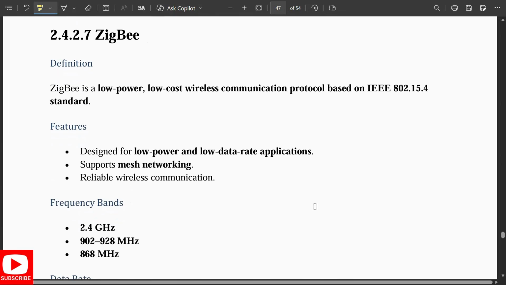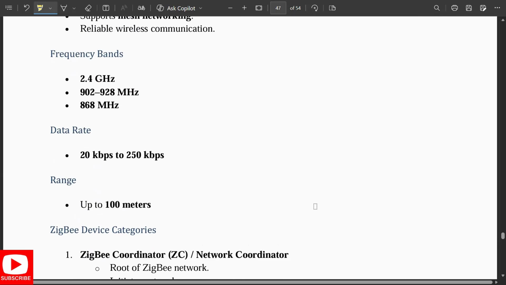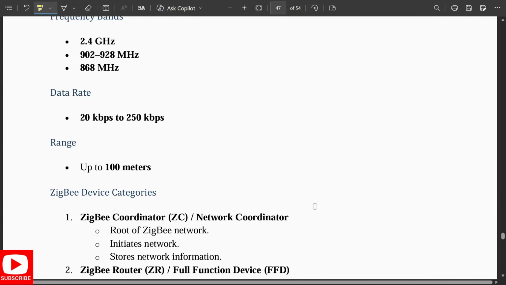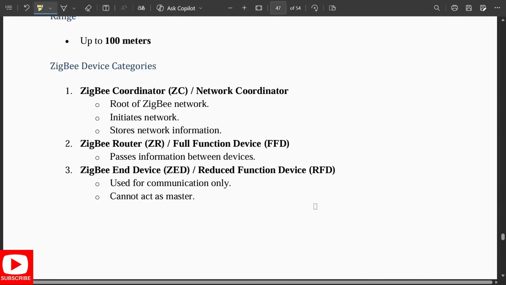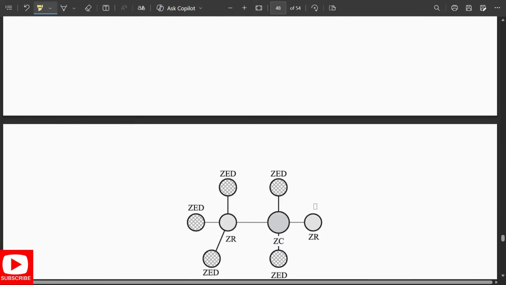Then the next one is Zigbee. Here it is a low power, low cost wireless communication protocol based on the standard. It is designed for low power and low data rate applications, supports mesh networking, and is reliable wireless communication. Frequency bands are 2.4 gigahertz, 902 to 928 megahertz, and 868 megahertz. Data rate is 20 kbps to 250 kbps. Range is up to 100 meters. We have different categories. You can go through it.